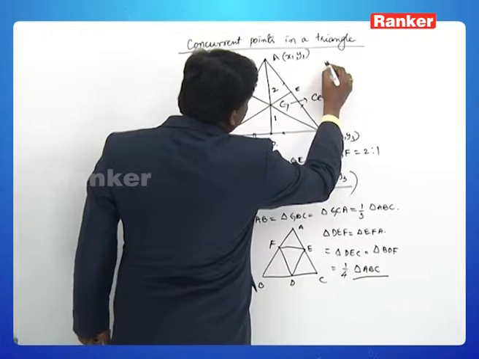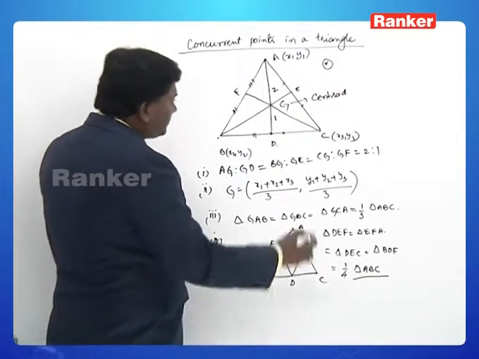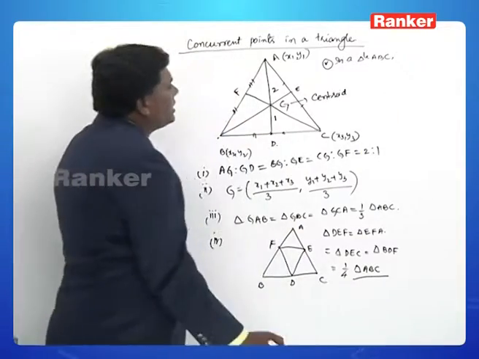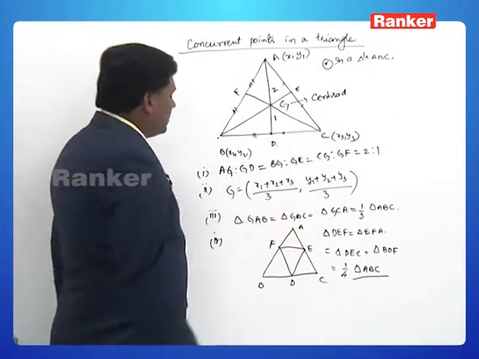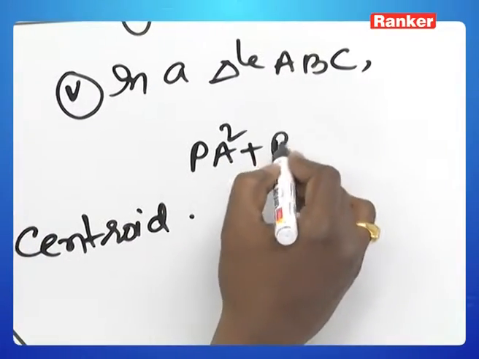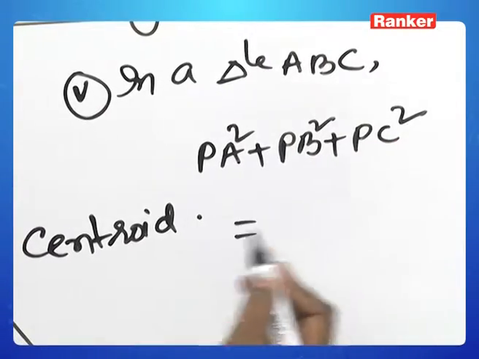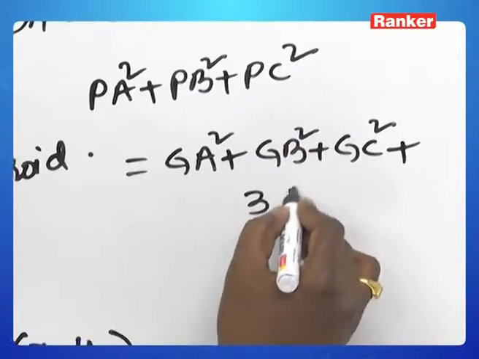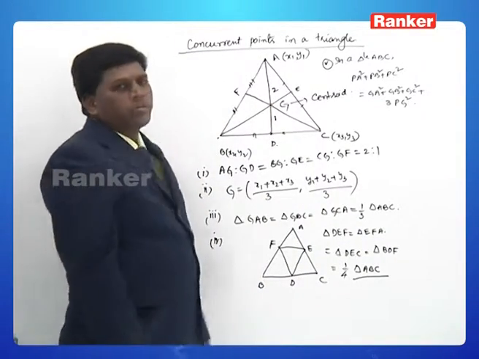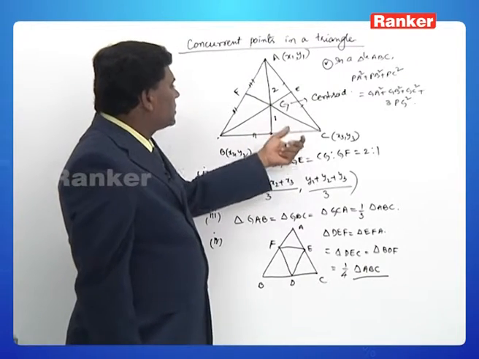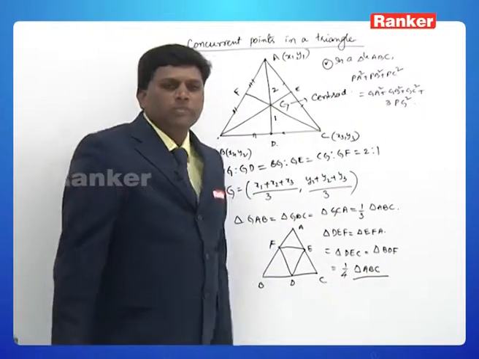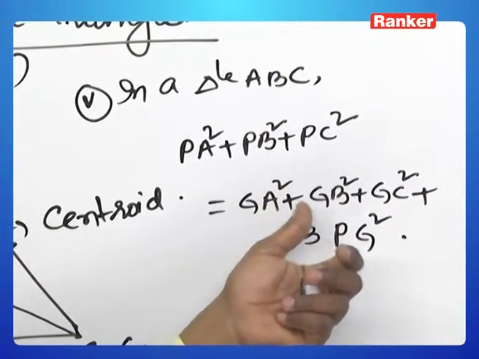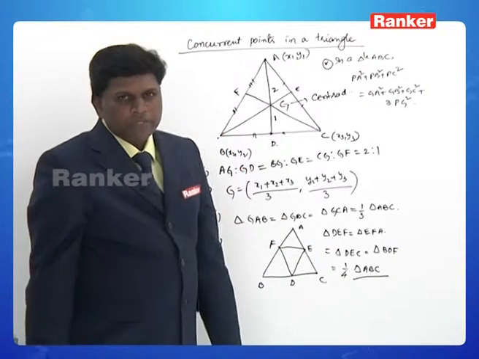Now coming to the fifth point, in a triangle ABC, if P is any point, interior or exterior, in the plane of the triangle, then PA square plus PB square plus PC square equals GA square plus GB square plus GC square plus 3 times PG square. We can easily prove this relation by taking the centroid, the 3 vertices and a randomly chosen point, and we can show that PA square plus PB square plus PC square is given as GA square plus GB square plus GC square plus 3 times PG square.